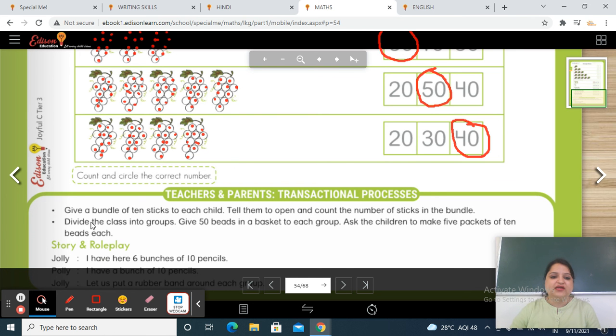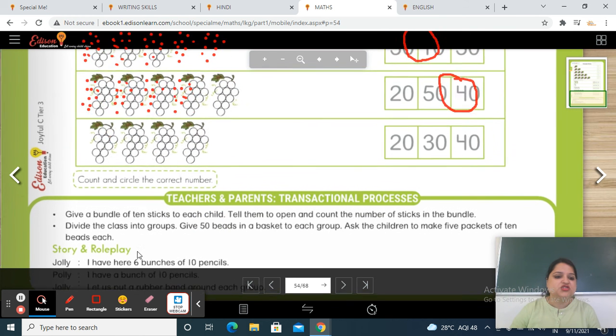Okay? Then divide the class into groups. Give 50 beads in a basket to each group. Ask the children to make 5 packets of 10 beads each. Okay, now this time you have to take 50 beads, or you can take rajma or chana, 50. And then let the child make 5 packets of 10 beads each.